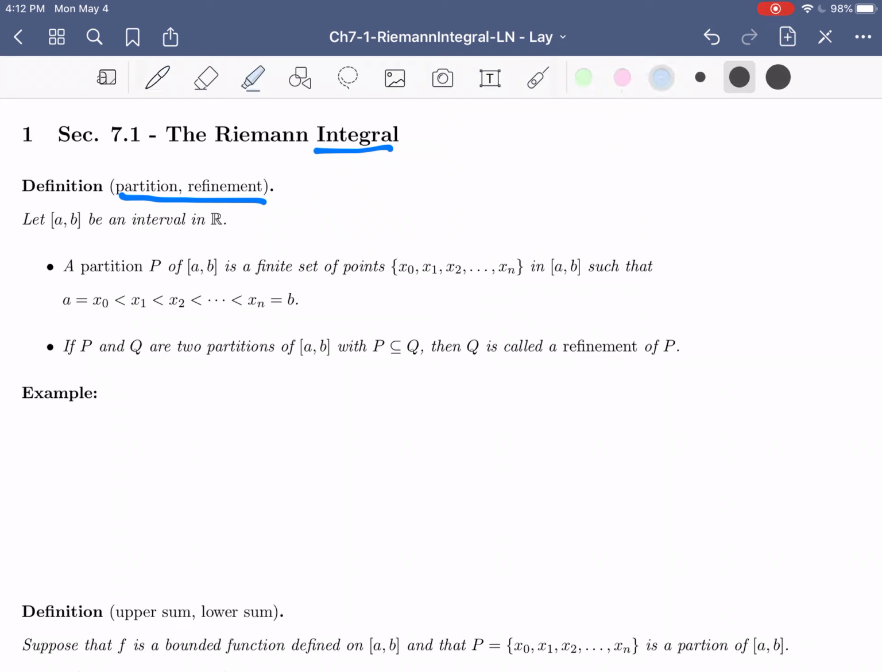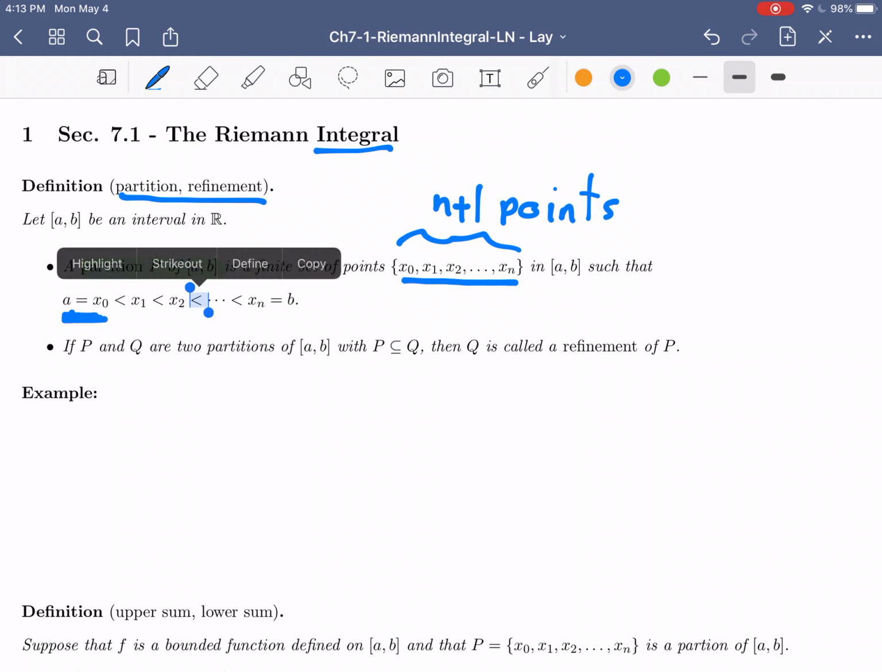So a partition P of a closed interval a to b is a finite set of points, x0, x1, x2, up to xn. So the total number of points that we have here is n plus 1 points: x0 and then the other n points. And so we have these points such that our first point is that value a from our closed interval, and the final point is that value of b. And so we have this set of points.